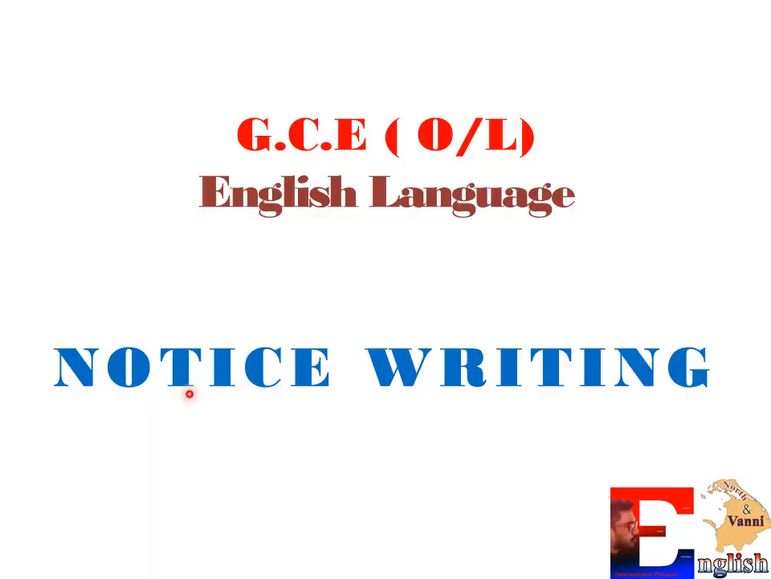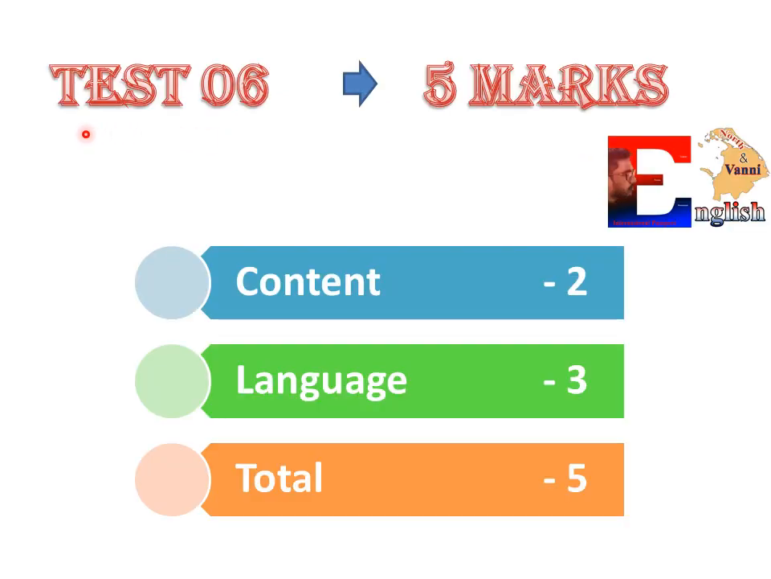Today we are going to learn about notice writing for G.C.E Ordinary Level. This is tested under test number 6 for 5 marks, with an allocation of 2 marks for content and 3 marks for language.